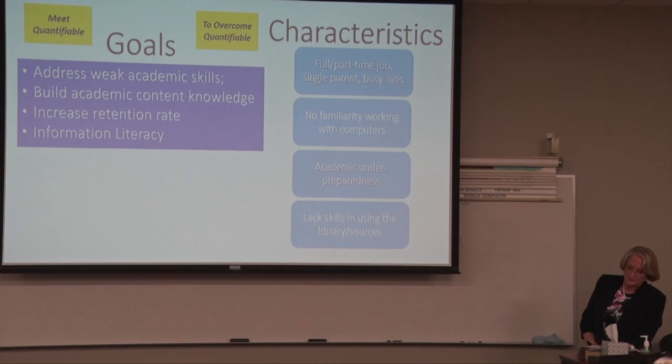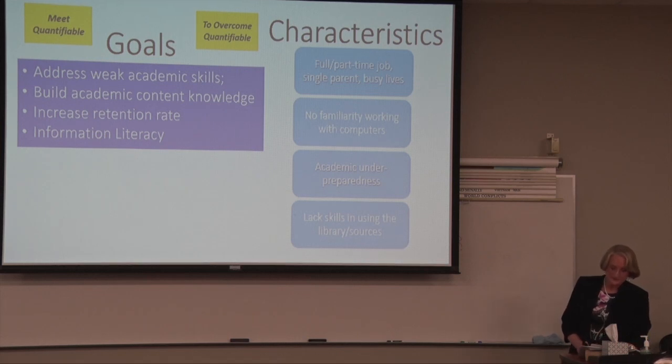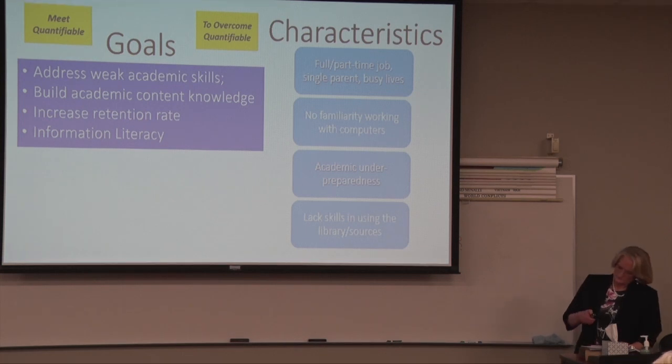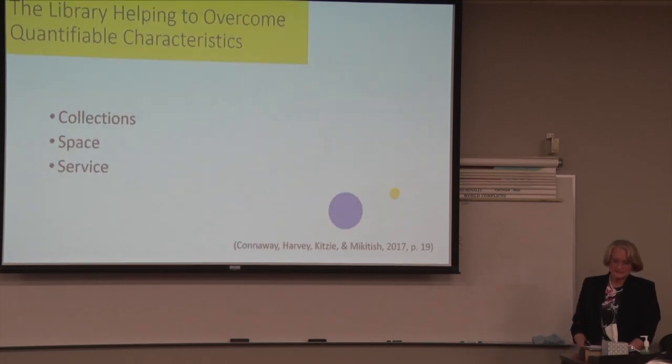Next, we will look at the library resources that can help you meet the quantifiable goals by overcoming the quantifiable characteristics of the underprepared students. These are goals and characteristics that are much easier to put numbers to. A certain percent of students do this or do that. There are multiple facets to the 3 library resources that address the quantifiable goals and characteristics.